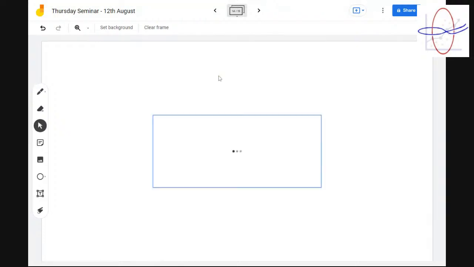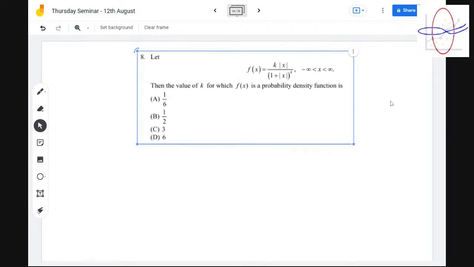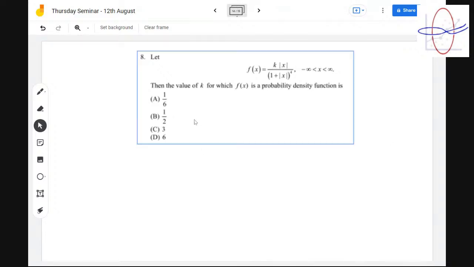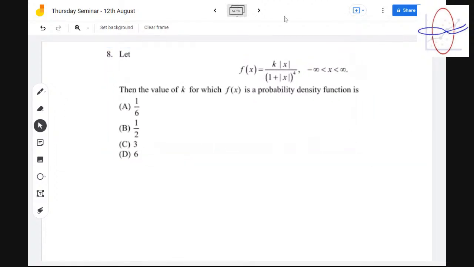So let's do this problem. IIT JAM problems are not so involved. We can do it using your hand, like you can close it like this for the past years. Okay, not the past 2 years. So let's do this problem. It's a really easy problem, and it's asking for which value of k is this a PDF.